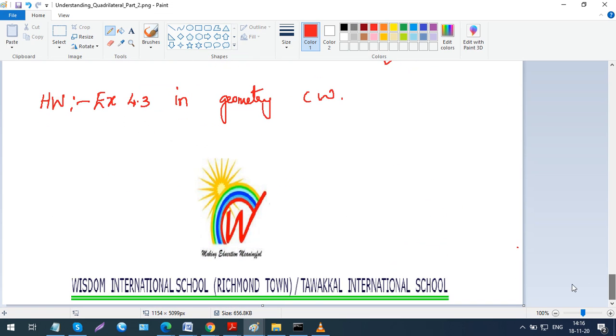It's actually a very simple exercise. It is very interesting also. Complete this in your geometry classwork.